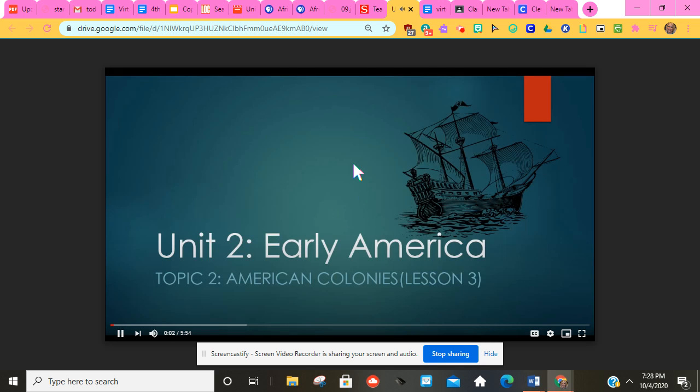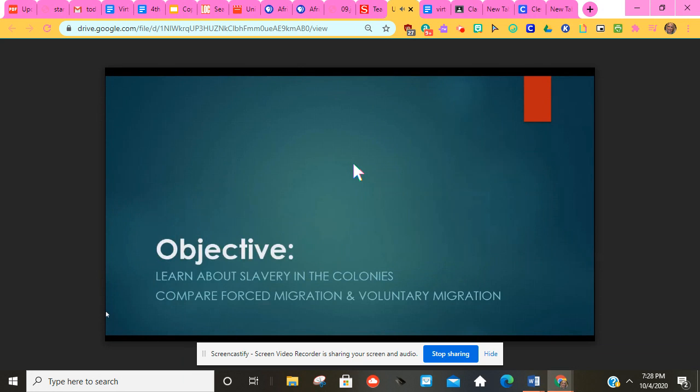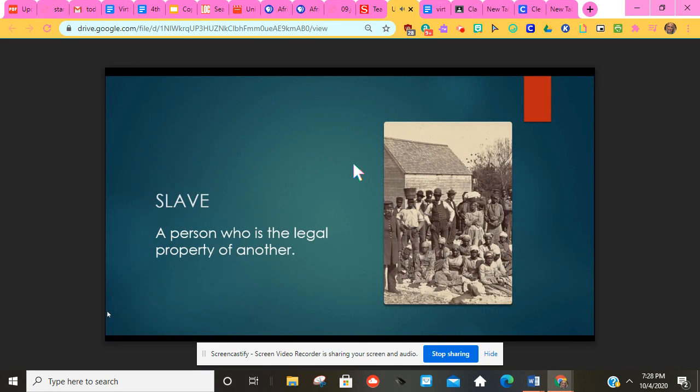So let's continue our lesson on the American colonies. This is lesson 3. Today we're going to learn about slavery in the colonies and compare forced migration and voluntary migration. Slave. A slave is a person who is the legal property of another person.